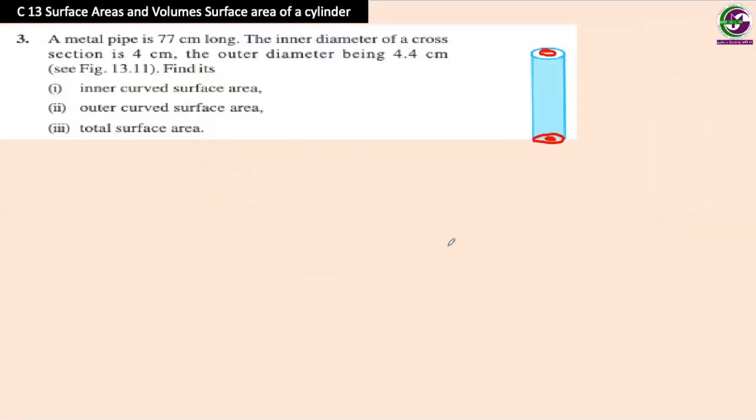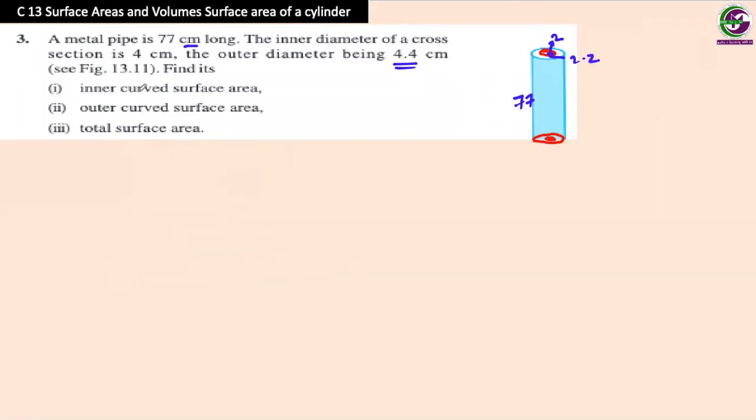A metal pipe is 77 centimeters long. So long means this is the height actually. So we have to take the height as 77 centimeters. The inner diameter of the cross section is 4 centimeters. So from inside, this is diameter 4. So radius will be 2 and the outer radius is 2.2 because half of 4.4. Good thing is all of them are in the same unit.